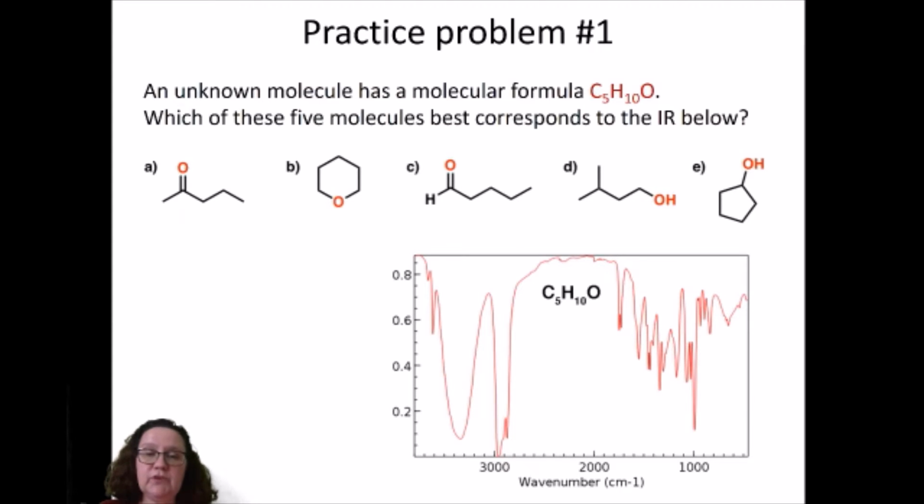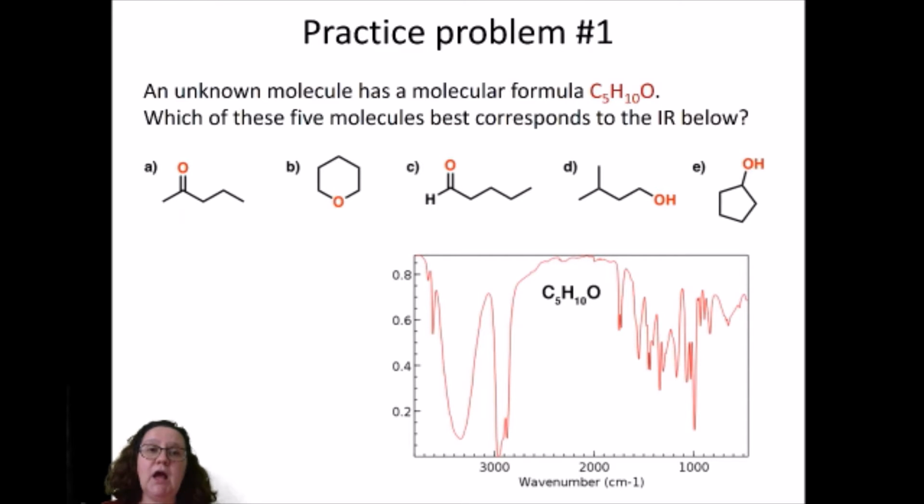To do this exercise, you're going to need access to an infrared table, a table with infrared absorptions for various functional groups. You have an option on the module Blackboard of a table you can use, or you can find any table you want. So this is the first problem.